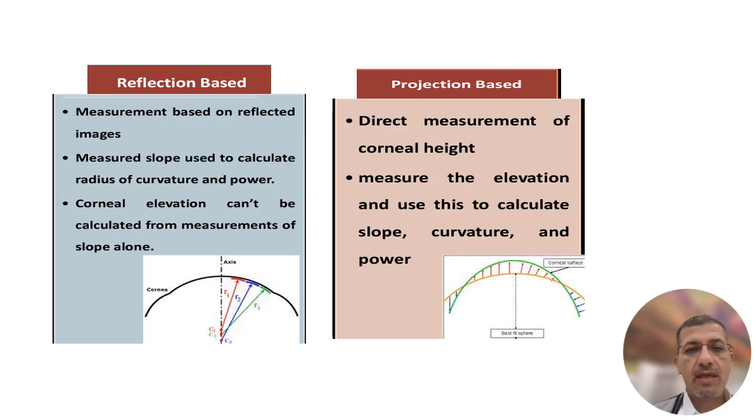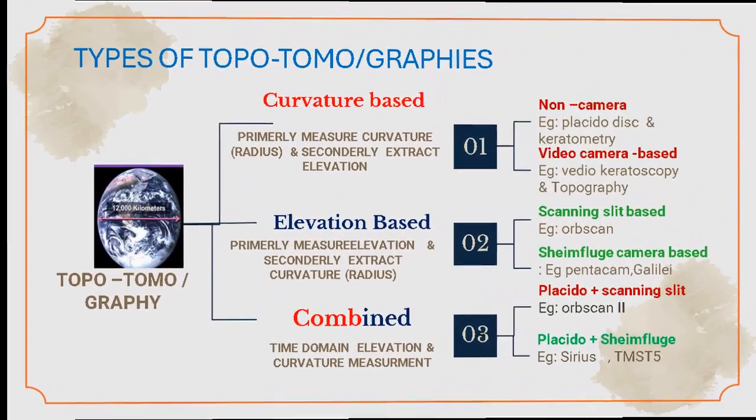So the recent topography or tomography machines combine these two technologies together to utilize the maximum benefits of both. They utilize the benefits of the reflection-based approach for the anterior surface of the cornea, and also the advantage of the projection-based approach for the posterior surface of the cornea and beyond. So in the coming slides, we will give examples of the different types of these technologies and also emphasize the advantages and differences between each one.